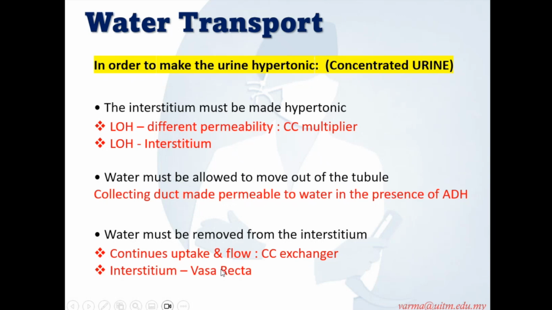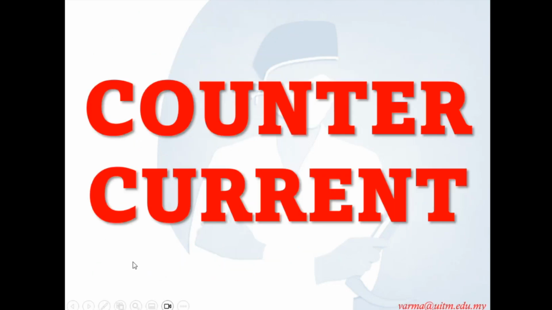So that is the interaction between your interstitium and vasa recta. The countercurrent multiplier is an interaction between your tubule and interstitium, and the countercurrent exchanger is an interaction between your interstitium and vasa recta. Okay, to put it in a picture.